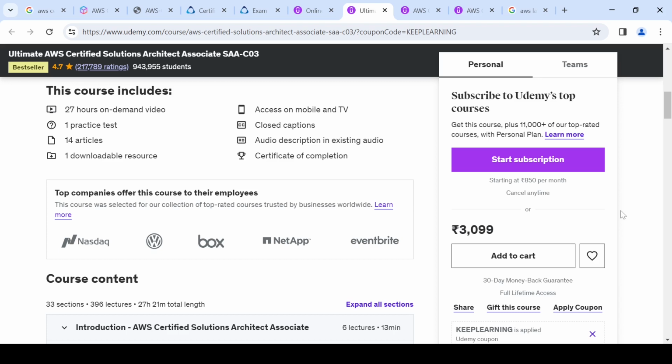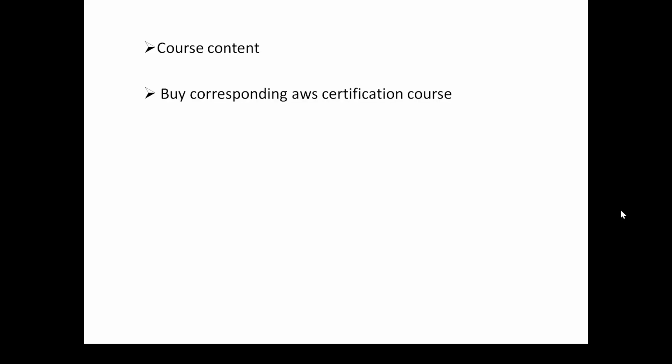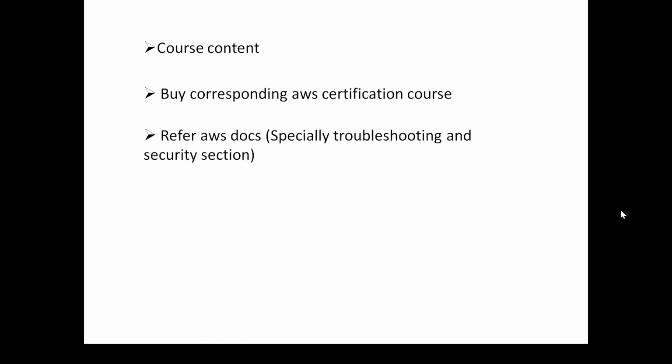Now let us see the next step. Refer AWS docs, especially the troubleshooting and security sections. I don't know if you love to read the documentation or not, but these two sections, troubleshooting and security, are very important. I would suggest you to go ahead and read these sections. The troubleshooting section contains real-time problems that people generally face and their solutions. Security is very important for each AWS service, and there will be questions on security in all AWS exams. So read this security section as well.